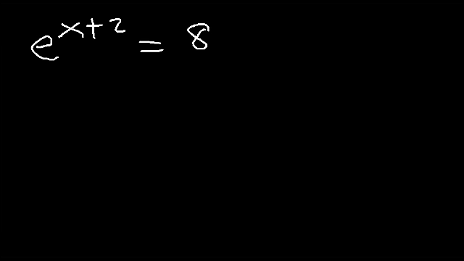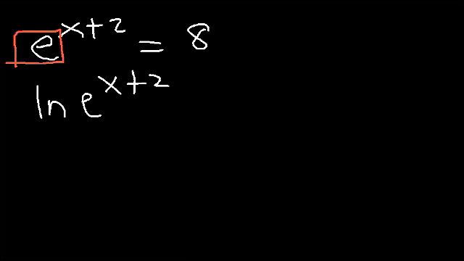Try this one. Go ahead and solve for x. So if the base is e, you should definitely use natural log as opposed to the regular logs. So let's take the natural log of both sides. And the reason why you want to use the natural log is because ln e is 1.